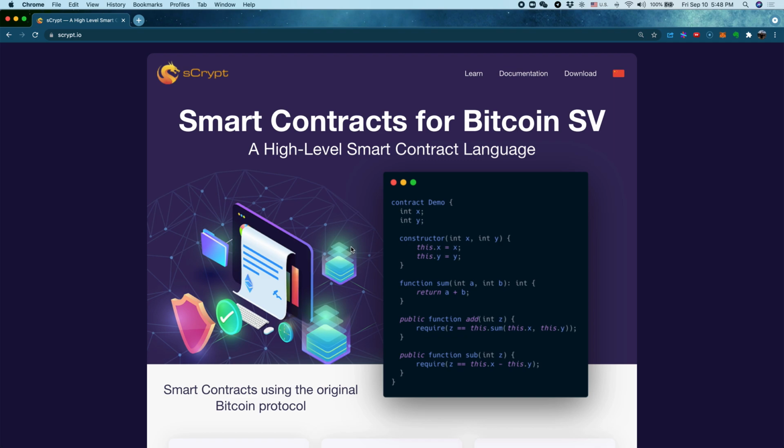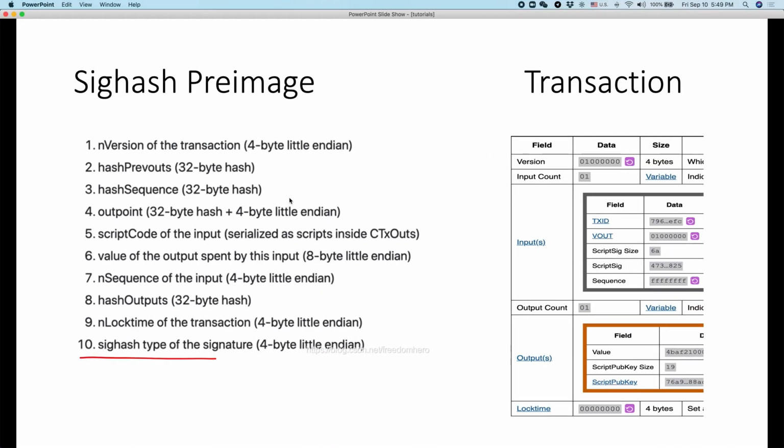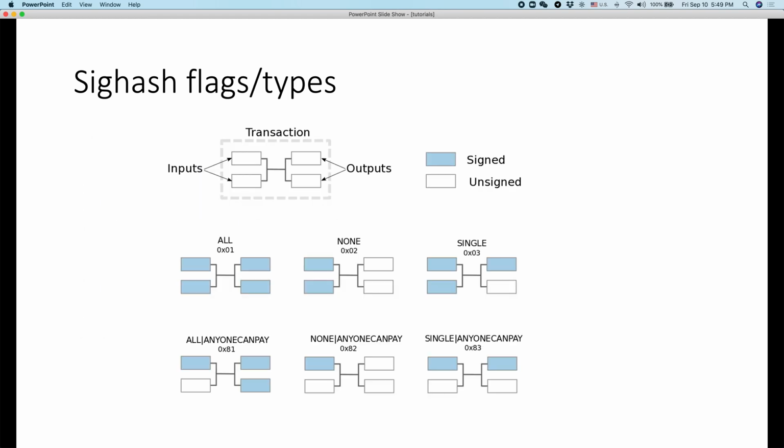In this video, I'm going to show you how Sighash types work. As we have seen before, we have introduced the concept of Sighash preimage. Today I'm going to cover the last field, called Sighash types of the signature. So what is this? It's also called Sighash flags.